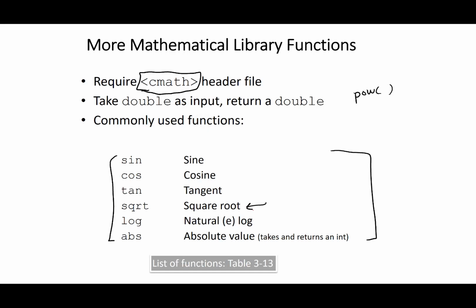Same thing with square root. All of these you could write the code to calculate for you, but if there's already a math function, then just use the math function. There's a list of math functions in table 3-13 in the book. And we're going to get some practice using some of these later as we work on some more code and programming challenges.